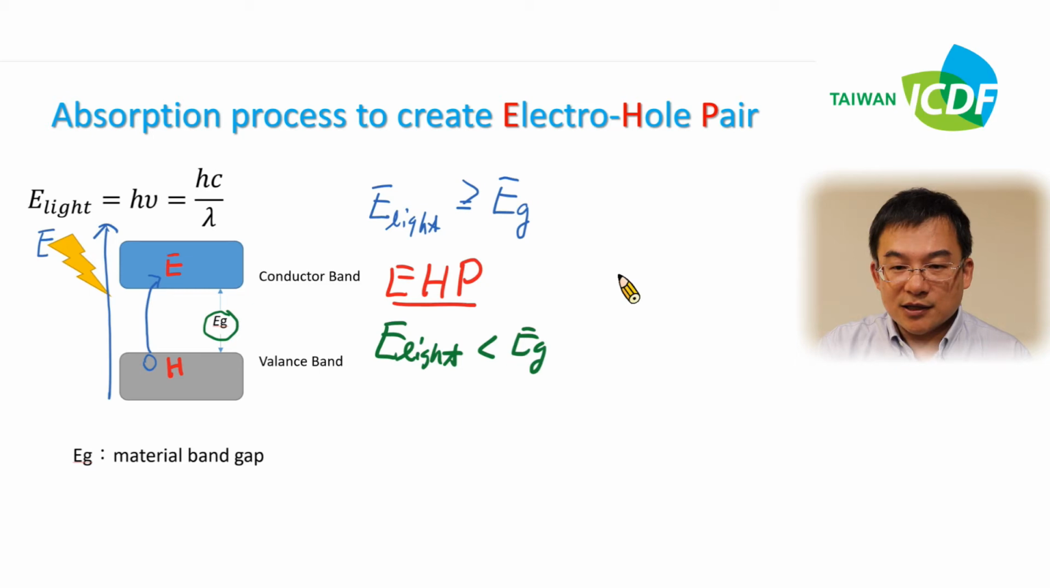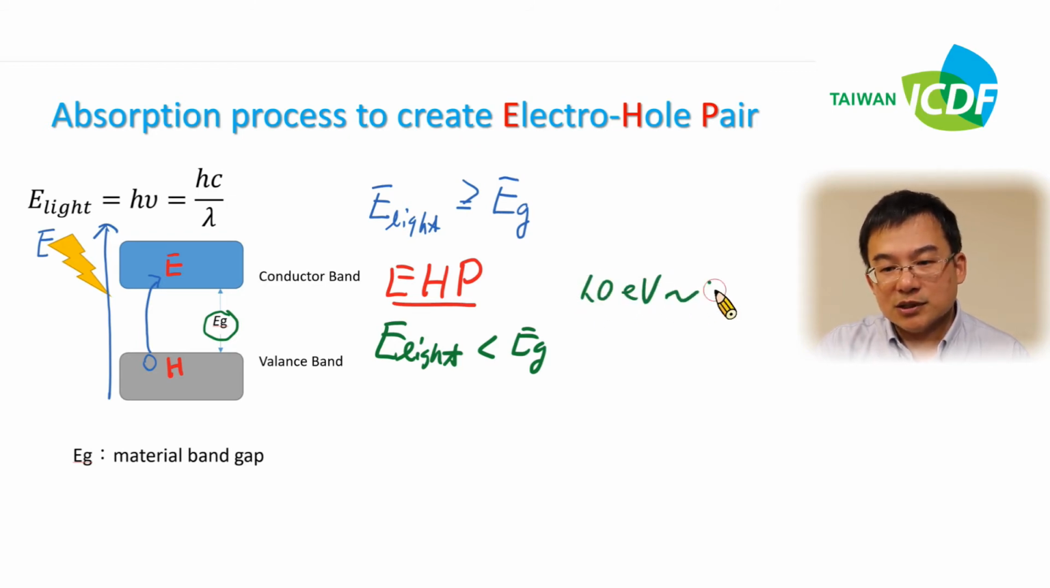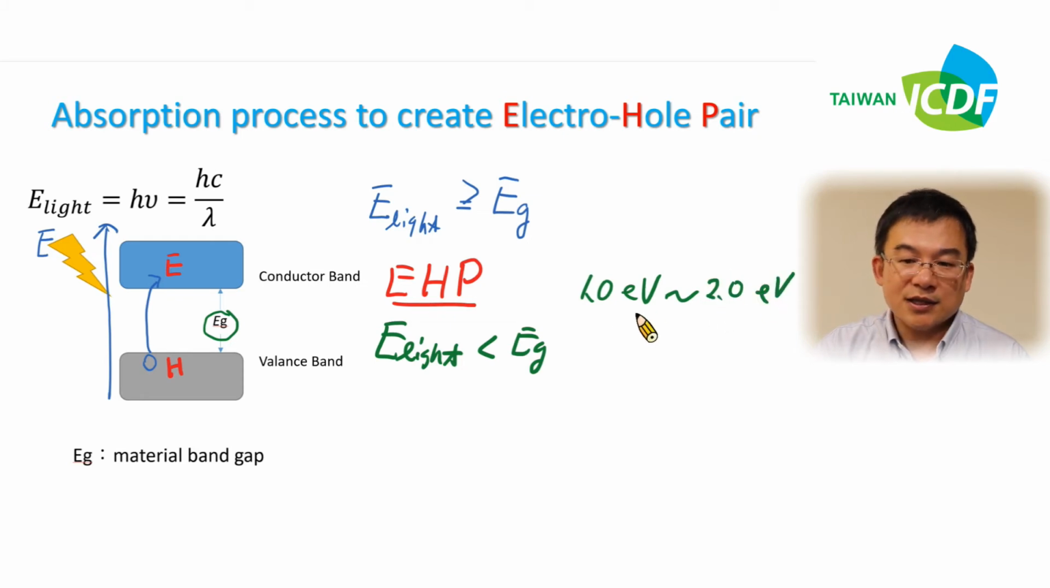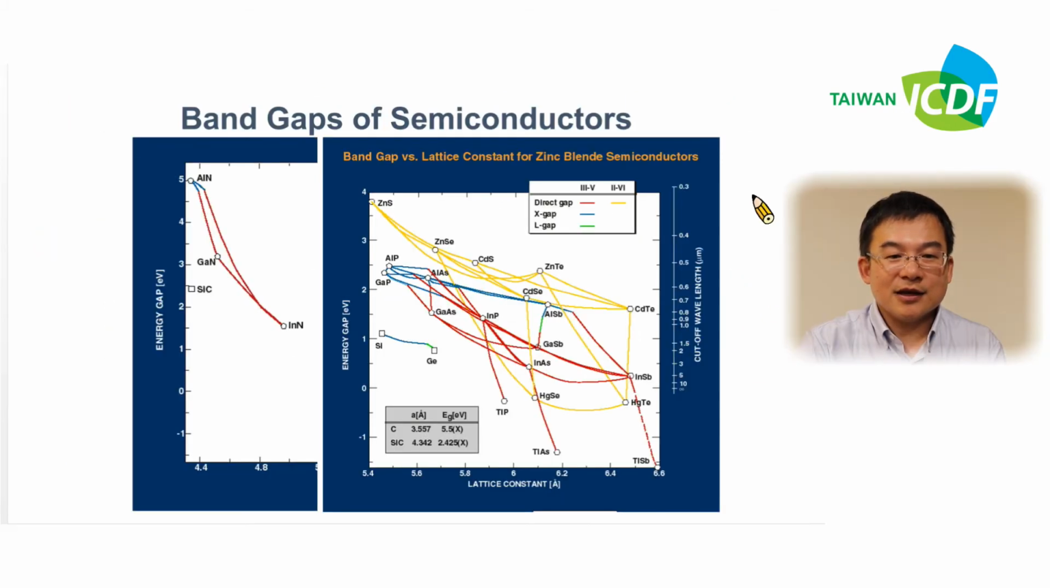In the solar cell market, we choose a band gap from about 1.0 electron volt to about 2.0 electron volt, like this area. There are several semiconductors, and here we can see silicon. For silicon, the energy band gap is around 1 electron volt. It's very good for the solar system. Another one is germanium. It's also a good solar material.